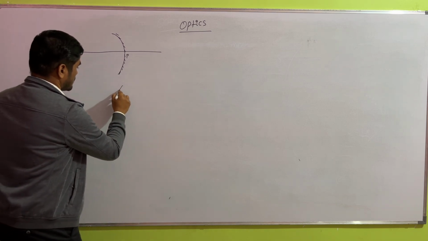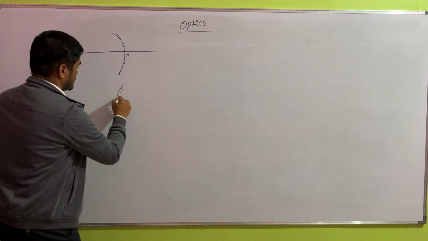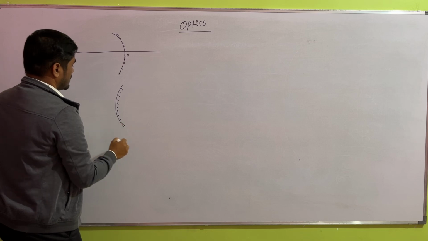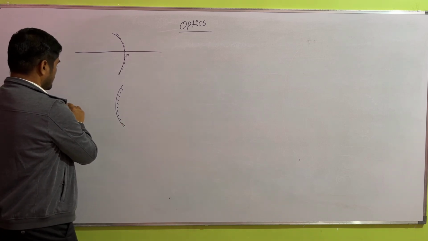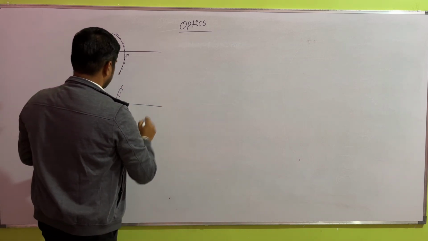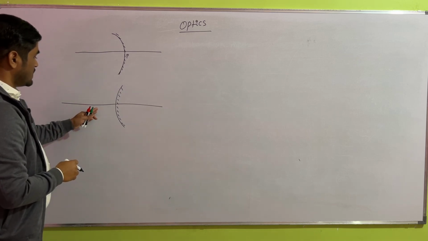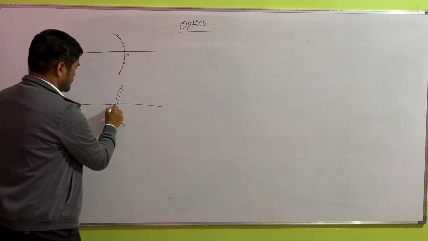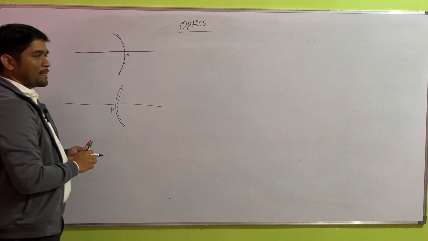and let this be a convex mirror in which this is the principal axis and this is the pole.